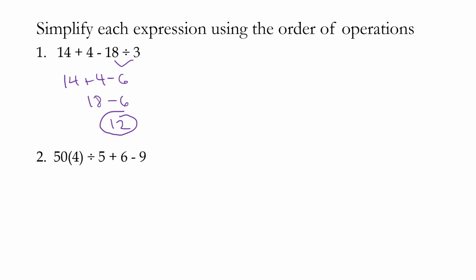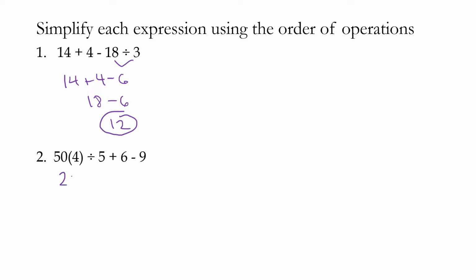Okay, now looking at this next one, number 2, I see multiplication, I see division, so there's no parentheses, even though that's a set of parentheses, there's nothing to do inside the parentheses. So when it's talking about parentheses, it's talking about what you're doing inside them. There's nothing to do inside these parentheses, so that really counts as multiplication. So I do the 50 times 4 because that's the first thing that happens from left to right.